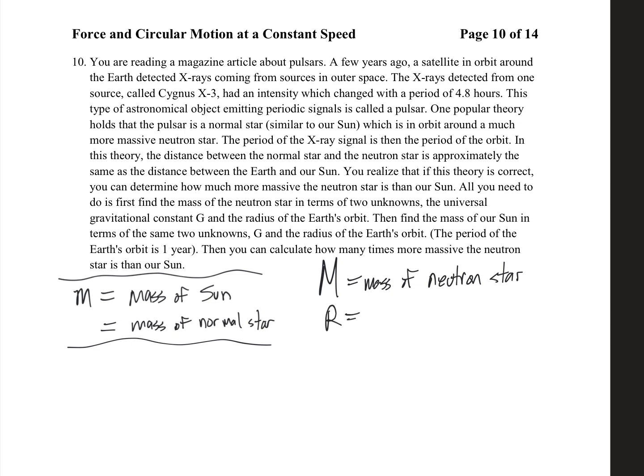We'll call R, just big R, the radius of Earth orbit. And we'll call T the period of an Earth orbit. So in this situation, we're reading about pulsars, which are neutron stars that rotate really, really fast, like millions of miles per hour speed rotation. And here's this period of rotation of 4.8 hours.